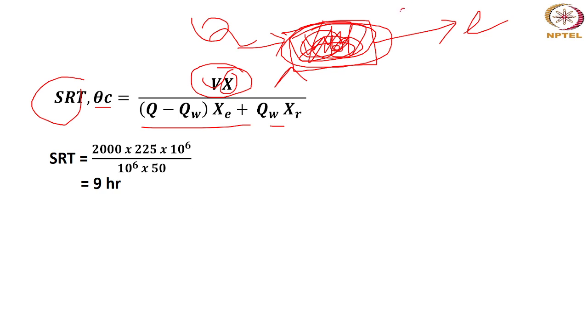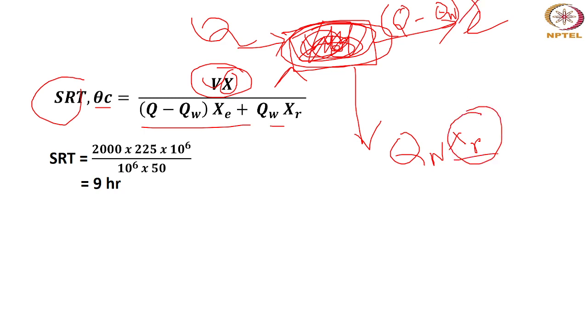So here you can see, suppose QW is going to be wasted or recycled, whatever it is. It might be recycled or it might be wasted. And then this is nothing but Q minus QW multiplied by XC. So the concentration of biomass in the wasted sludge is XR or recycled, it depends.